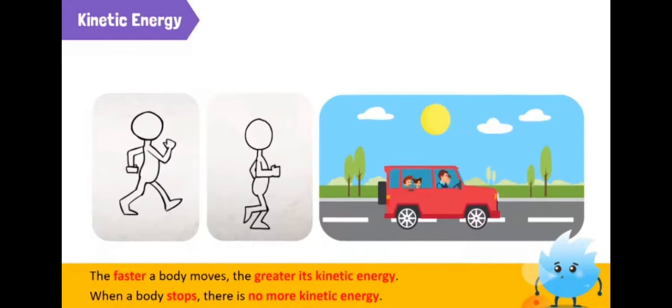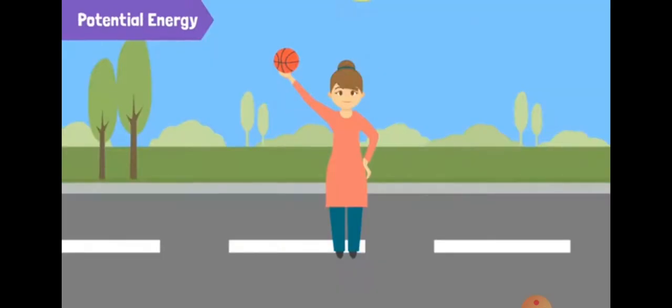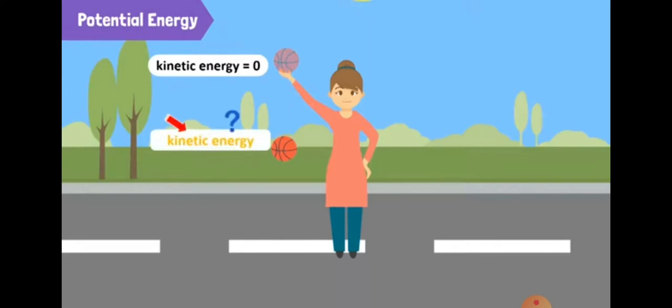And if a body stops, then there is no kinetic energy. Then what energy will the object have? Let's take this example again. The ball is at rest. It gains kinetic energy when it falls. But when it is at rest, it will have some energy. Which kind of energy does it have? Yes, it has potential energy, energy due to position. At that time, its kinetic energy is 0.